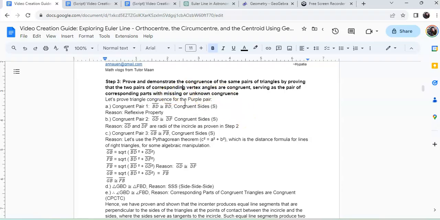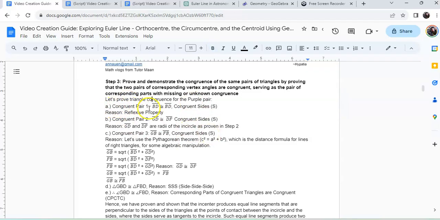So at this part of the proof, we have to show that the two pairs of corresponding vertex angles are congruent. Alright, so the congruence of the two pairs of corresponding vertex angles are missing. It's not part of the given. So, right, let's prove now triangle congruence for the purple pair.